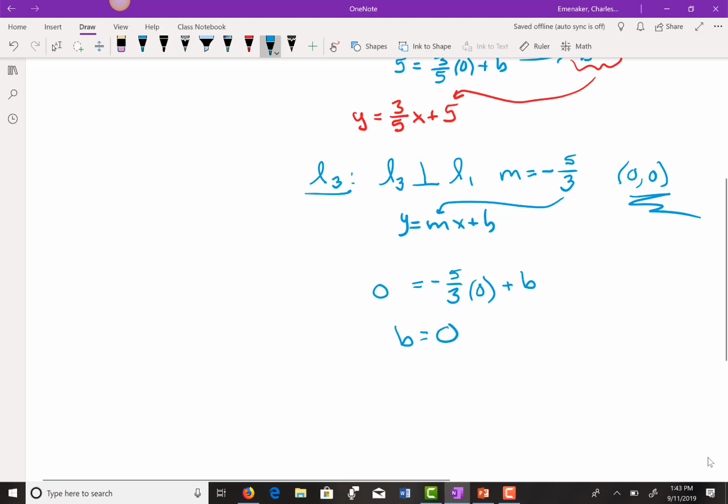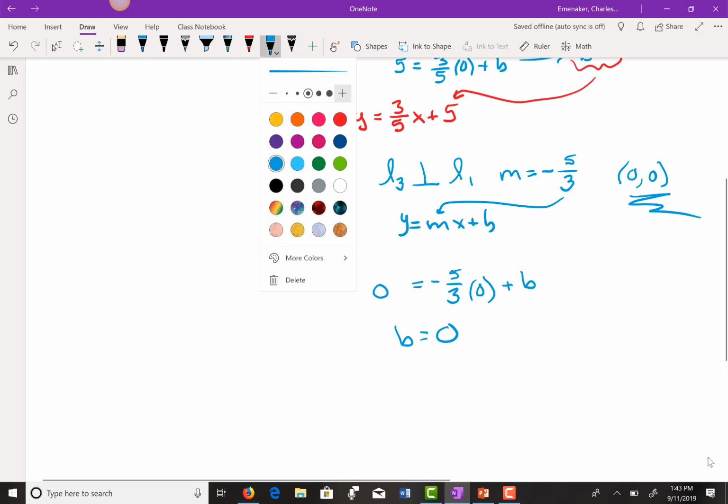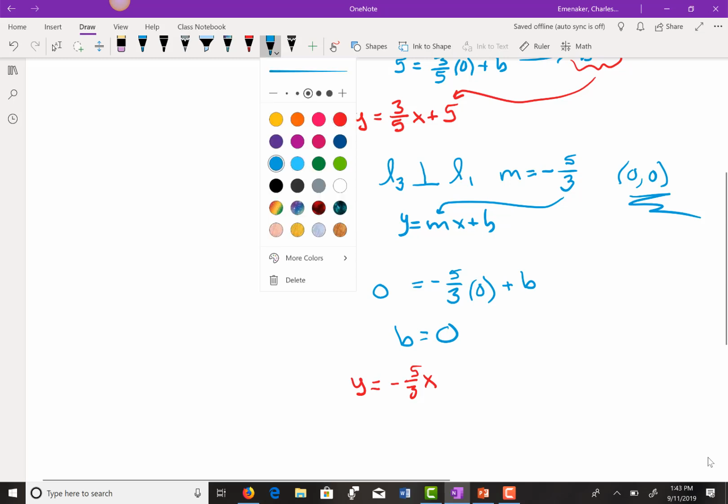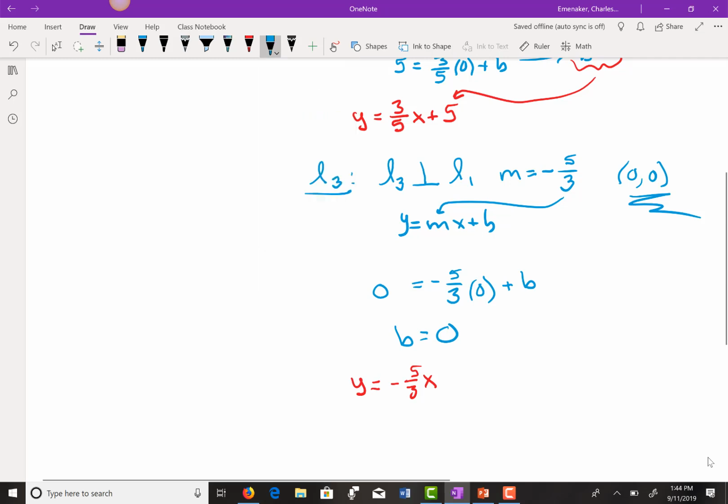Wow, this is coming apart pretty quickly, isn't it? It's just kind of a quick way to review some of the information. So this is going to give us y equals a negative 5/3 x. The b value is 0, so you could put plus 0 if you wanted to, but don't necessarily need to. That leaves us with one last line. That's line 4.